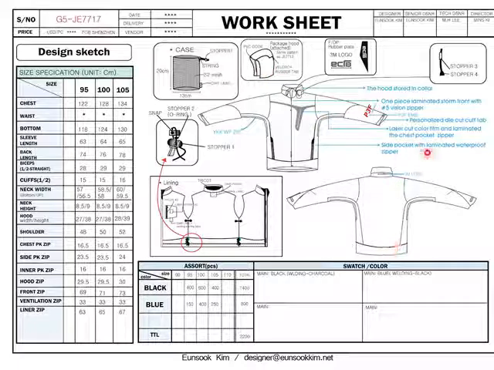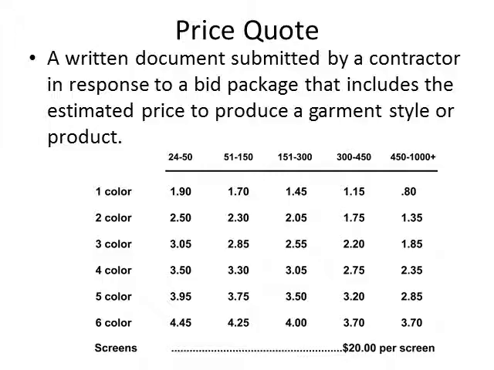All the details. And then after the manufacturers looked this over, they come up with a bid and say, we can produce this to the specifications you've given within this price range. So that's called a price quote, and that's a written document submitted by a contractor in response to a bid package that includes the estimated price to produce a garment style or product.